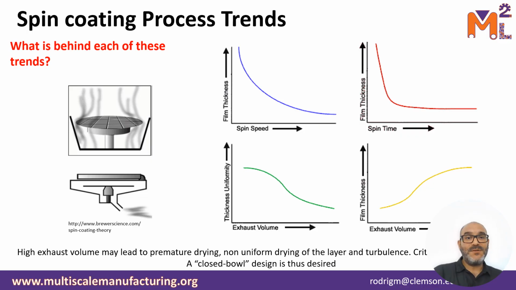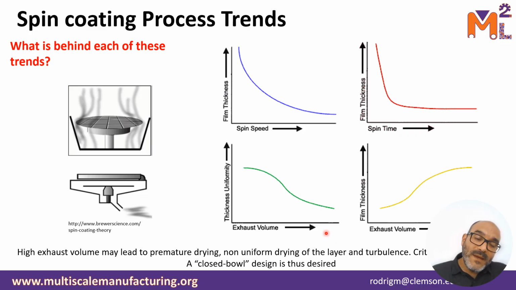Now, some processing trends in terms of spin coaters. On the top left, you have the spin speed and the film thickness. In general, as you start increasing the spin speed, that thickness will start decreasing. Also, as you increase the spin time, the thickness will start decreasing, and more importantly, it will start stabilizing. So you can imagine that it is ideal to have a spin time that gets longer in order to have that curve stabilize and have a more uniform and reproducible thickness.